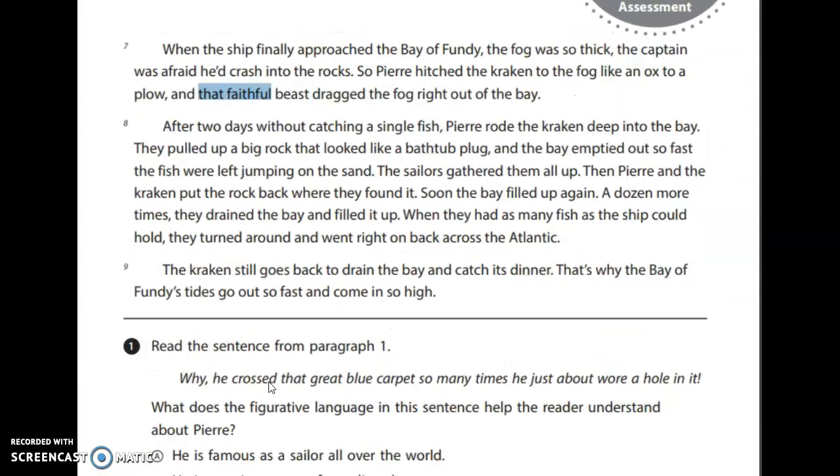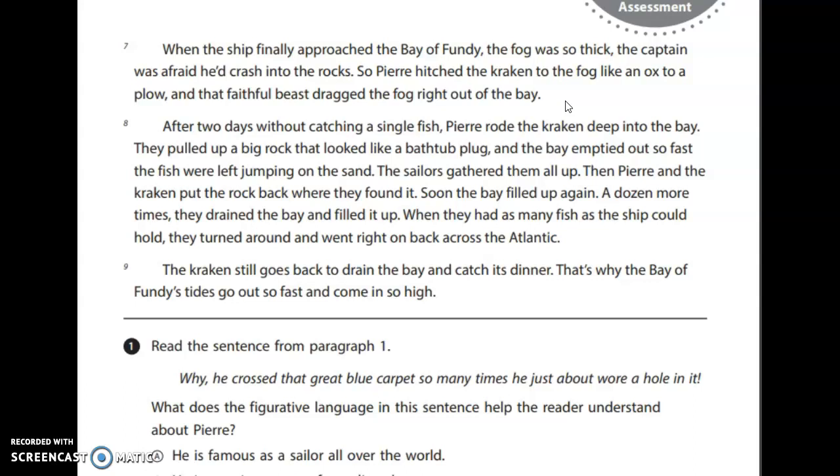When the ship finally approached the Bay of Fundy, the fog was so thick the captain was afraid he'd crash into the rocks. So Pierre hitched the Kraken to the fog like an ox to a plow, and that faithful beast dragged the fog right out of the bay. After 2 days without catching a single fish, Pierre rowed the Kraken deep into the bay. They pulled up a big rock that looked like a bathtub plug, and the bay emptied out so fast the fish were left jumping on the sand. The sailors gathered them all up.